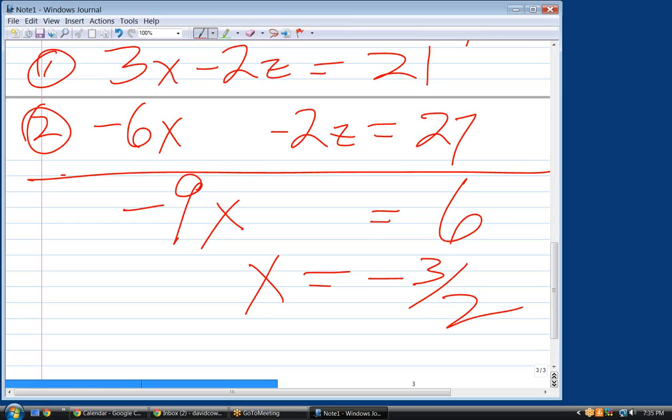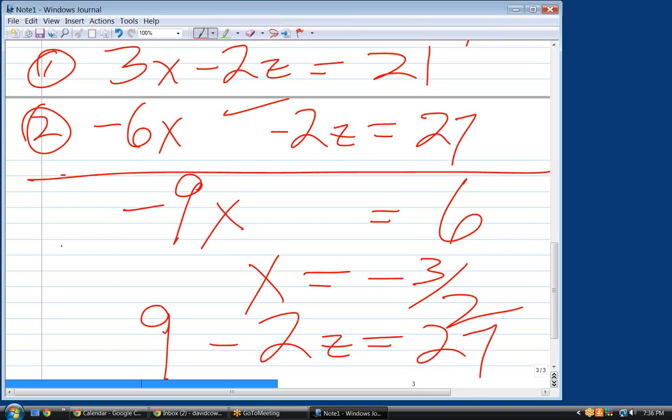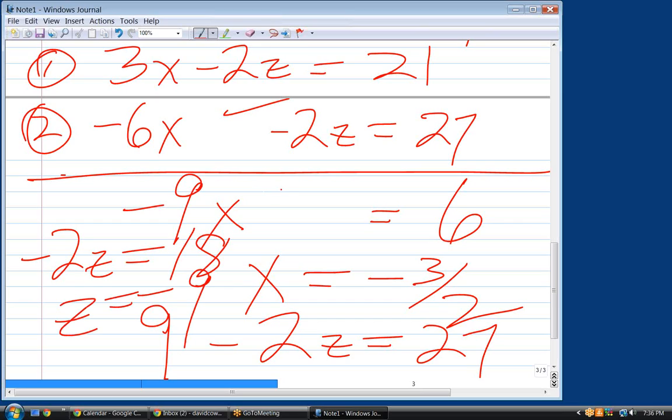I've solved for x. I've solved for y. I can go up into this equation right now and solve for z. I'm going to plug in minus 3 halves for x. So that gives me a plus 9 minus 2z equals 27, minus 2z equals 18, z equals minus 9. So I got x equals minus 3 halves, y equals 17 halves, and z equals minus 9.